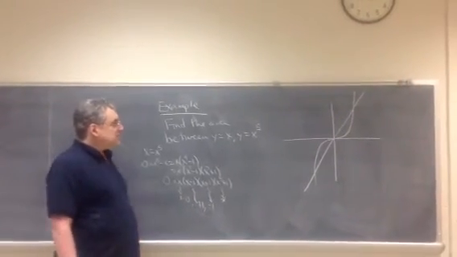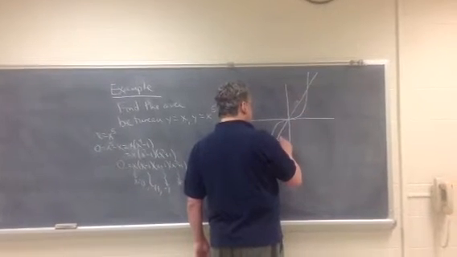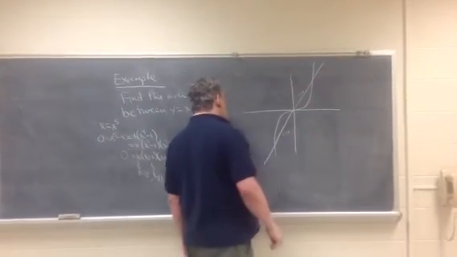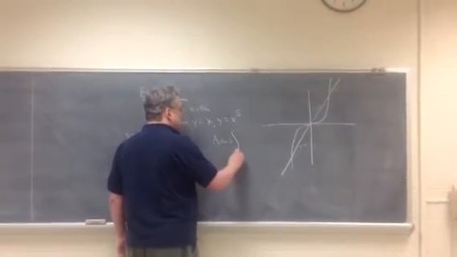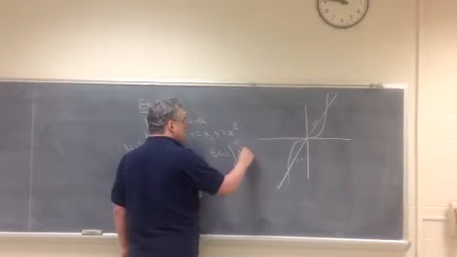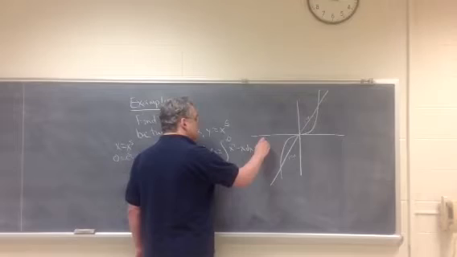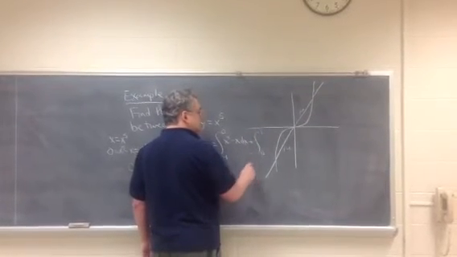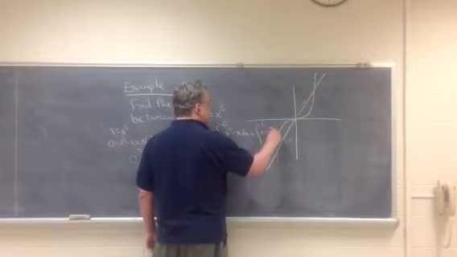Now, which is on top? Here, y equals x is on top. Here, y equals x is on bottom. So how do you solve for the area? Well, the area is going to be each piece separately. From minus 1 to 0, it's going to be the top one, x to the 5th, minus the bottom one. From 0 to 1, it's going to be the top one, x, minus x to the 5th, the bottom one.